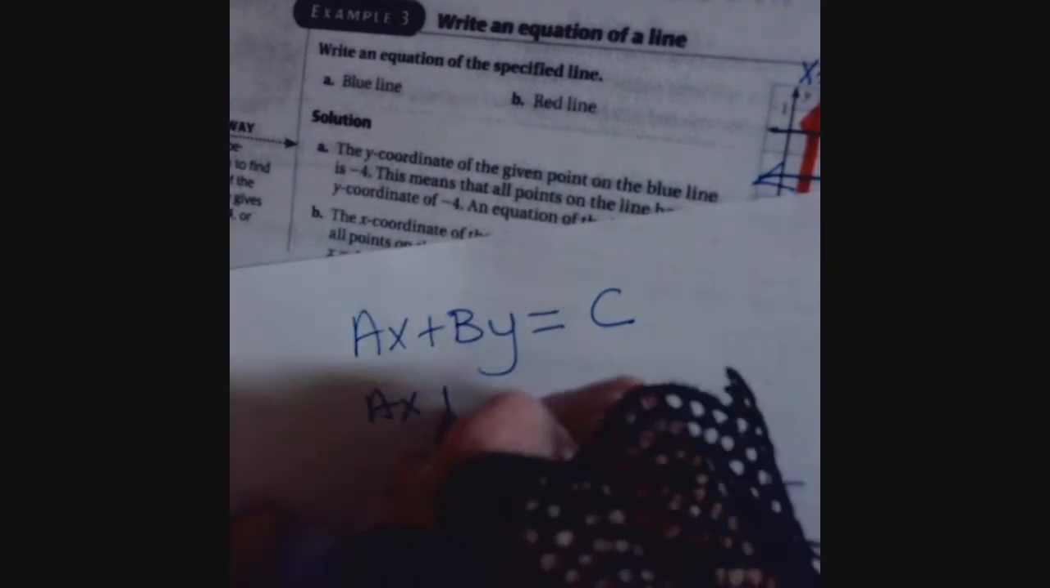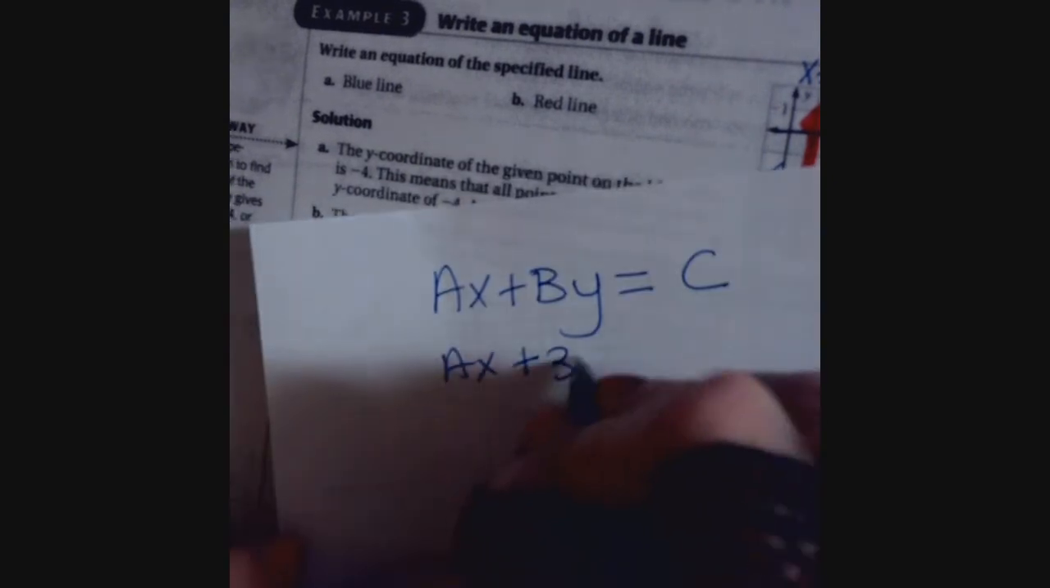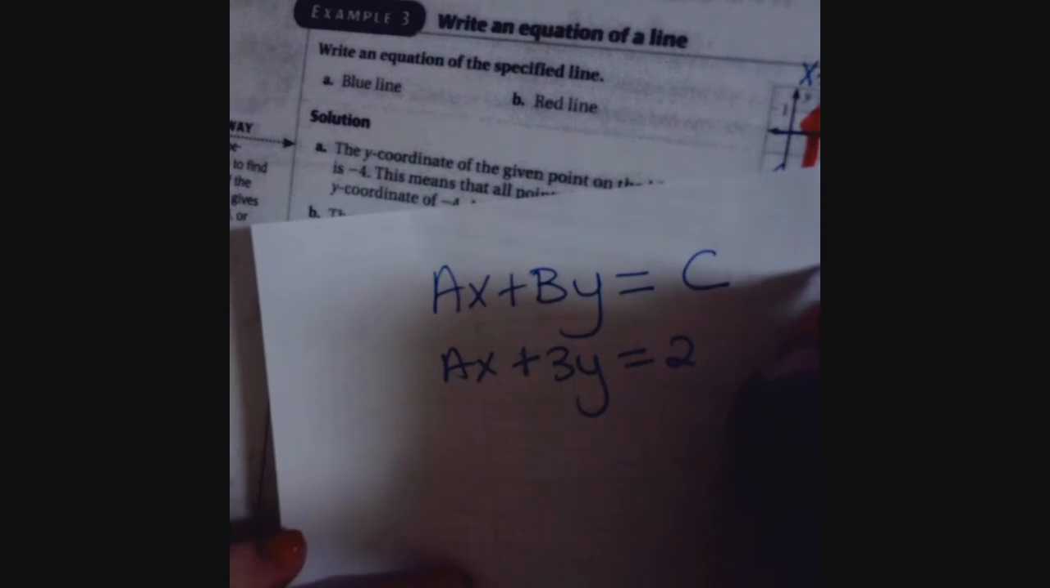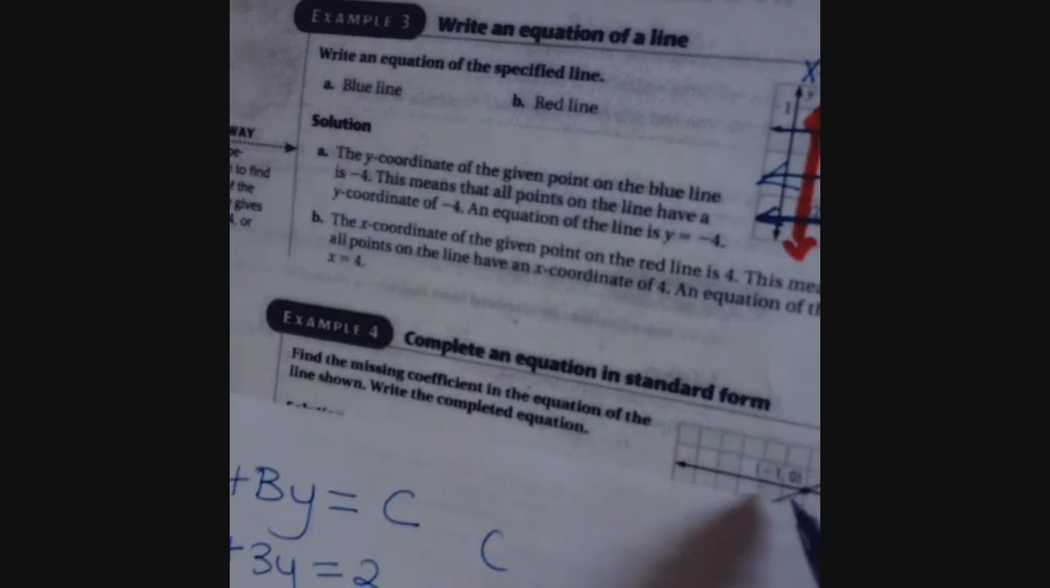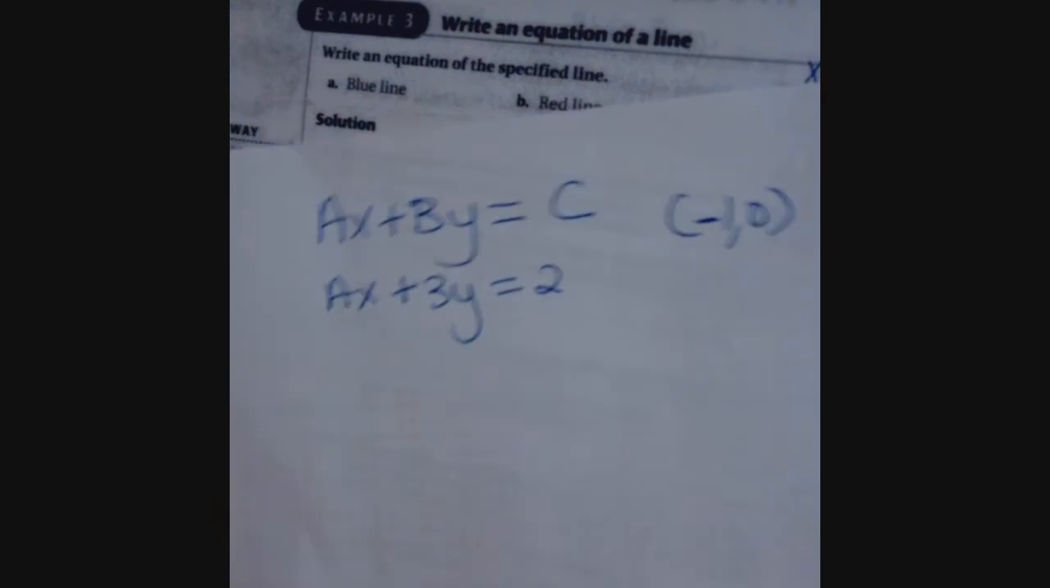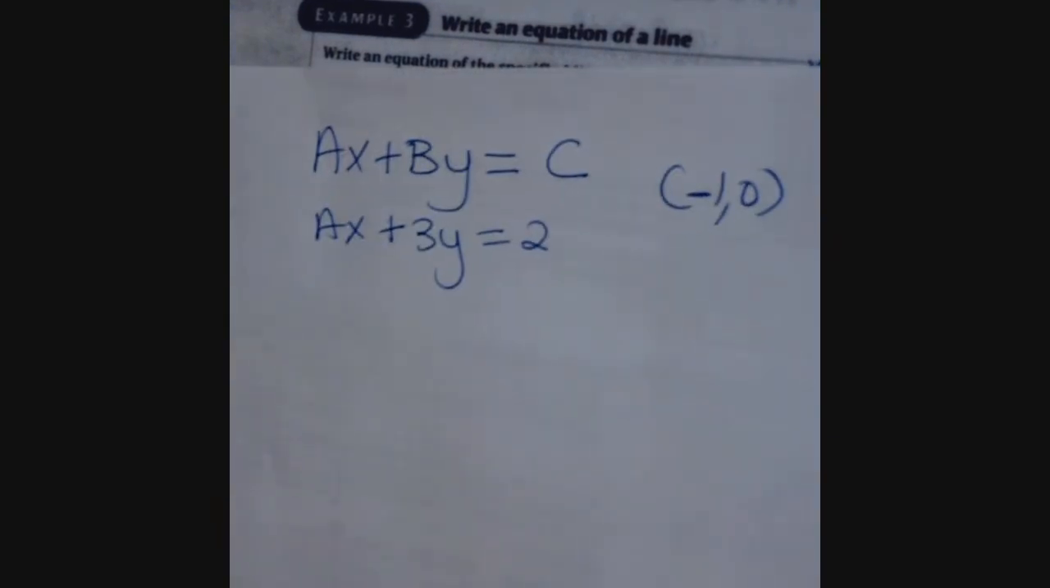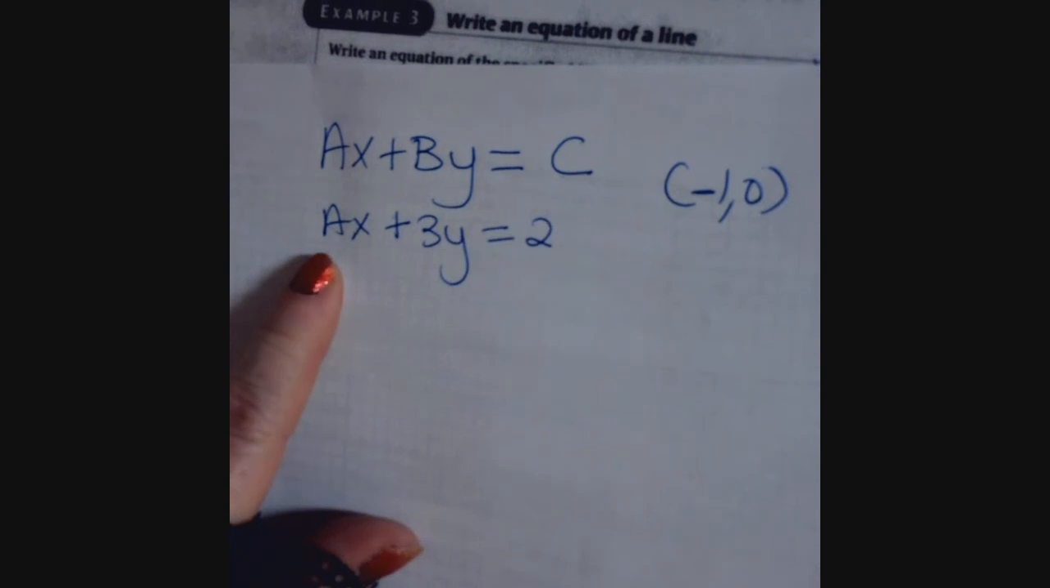So let's go ahead and write this on here. Okay, just going to go ahead and write over this. So ax plus by equals c. So here we don't know what a is. We know that the y is 3y equals 2. And we know that one point up here is -1, 0. Okay, so I'm just writing this on a piece of paper right here. Okay, so we want to find a.